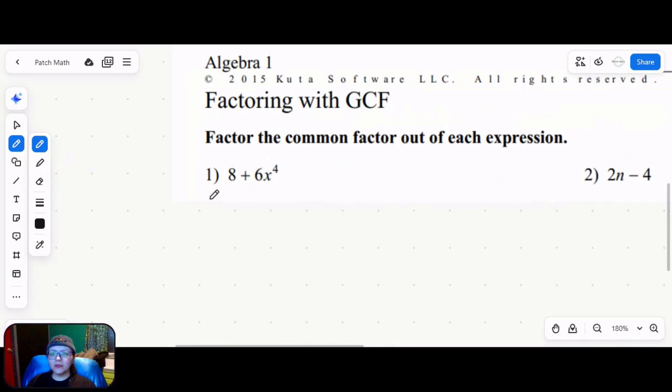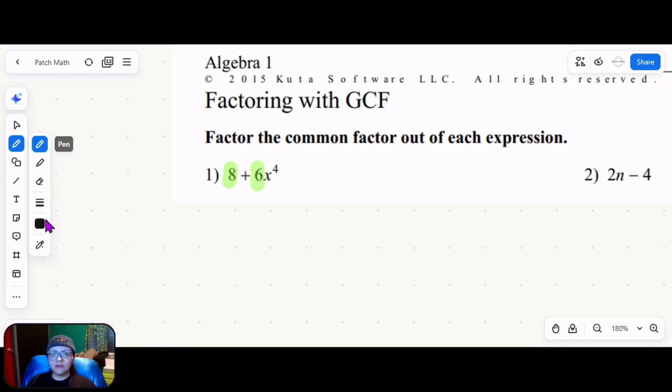Looking here, you'll notice we have two terms. Looking at those terms, we have a term that is just a number, in other words, a constant. And then we have a term that consists of a coefficient and a variable with an exponent. Since both terms do not have variables, we cannot factor out a variable. So we can only look at the numbers. Looking at the numbers, we have 8 and 6.